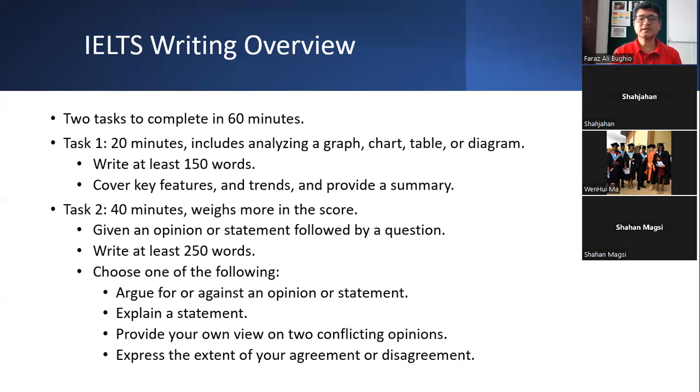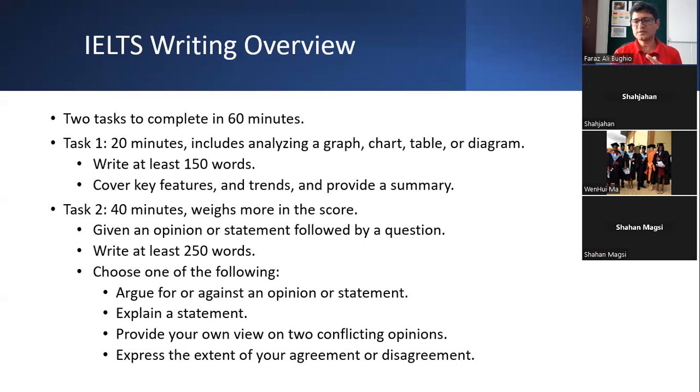So express the extent of your agreement or disagreement. They'll ask you how far do you agree. So you will not simply say, I agree with this or I agree with that. You will definitely say you agree completely, partially, or you agree somewhat. So you have to show extent of your agreement, right? So remember that if you don't do that, you're not answering the question well. So this is the overview.